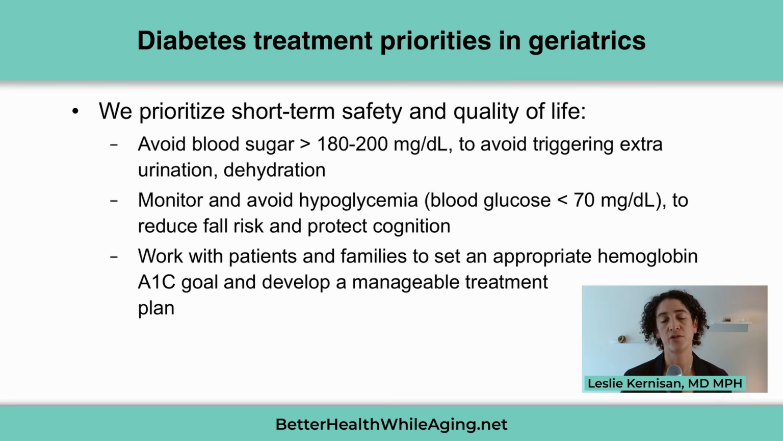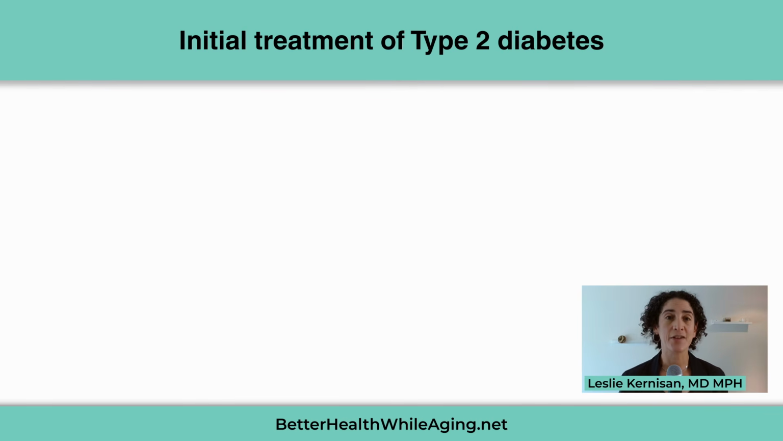And we also try to work closely and collaboratively with patients and families to set an appropriate hemoglobin A1C goal and develop a manageable treatment plan. So let's now talk about treatment. I'm not going to go into depth about all the different medication options because there are a lot of them right now, including some exciting newer choices, like Ozempic. But there are some basic treatment principles that I want to cover right now.